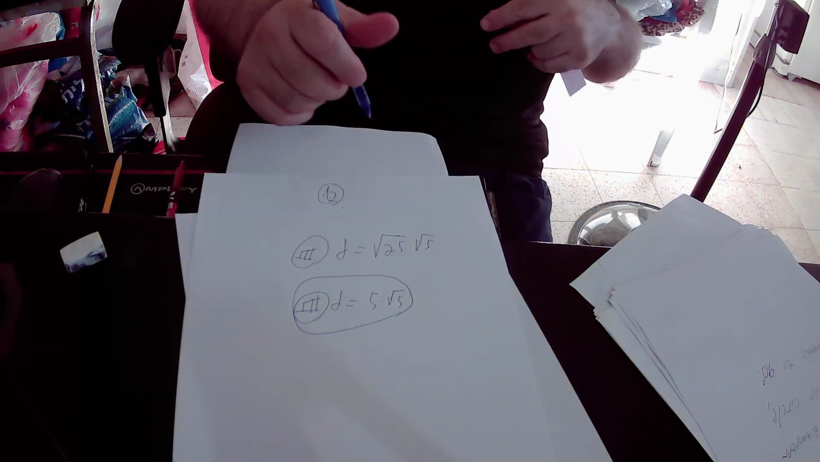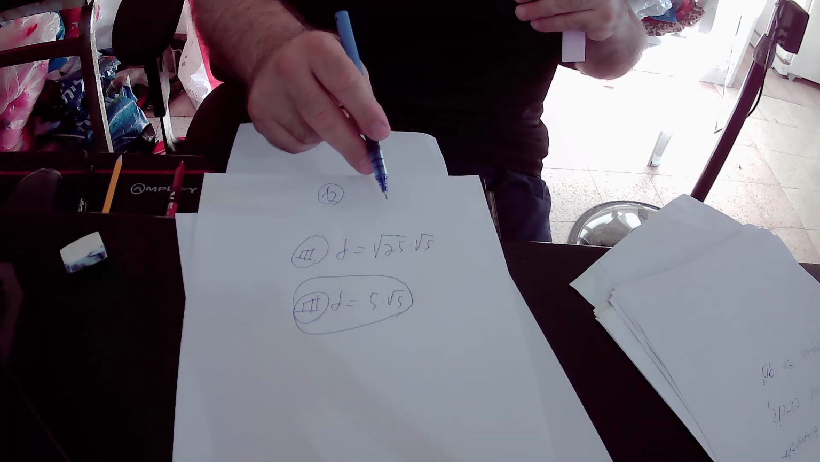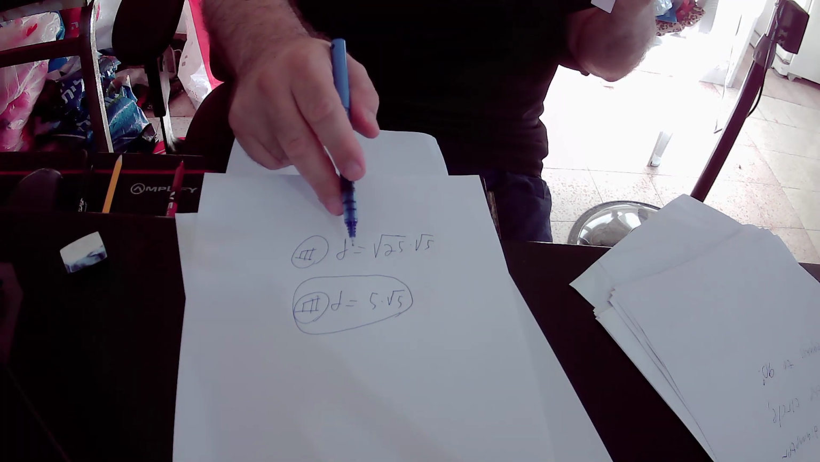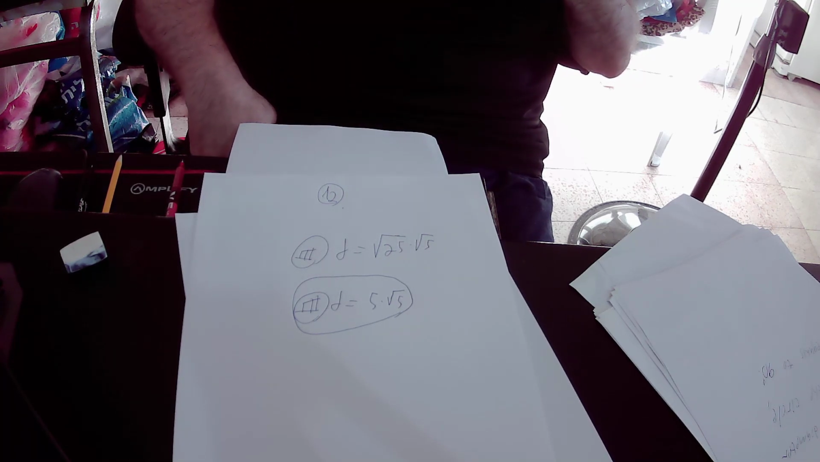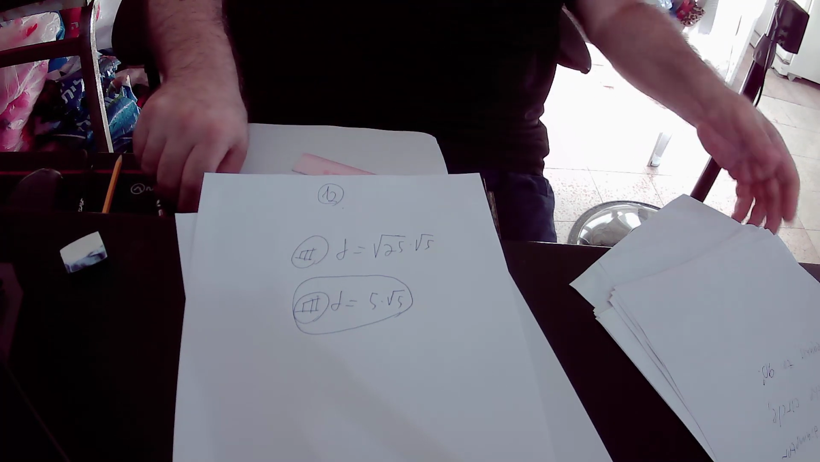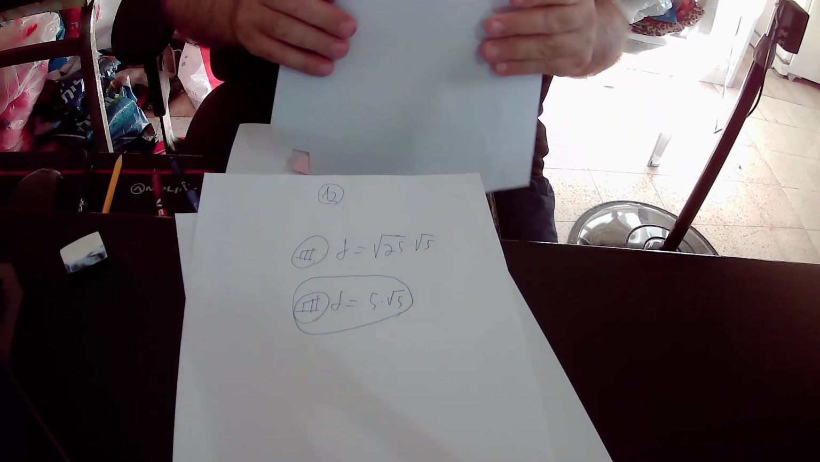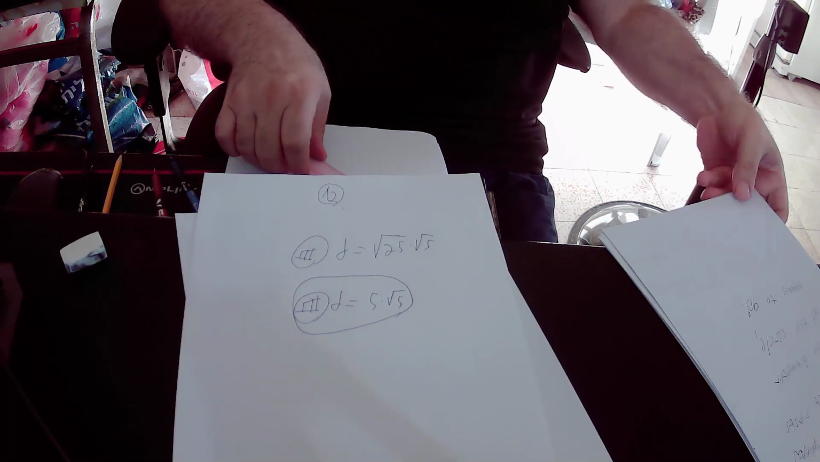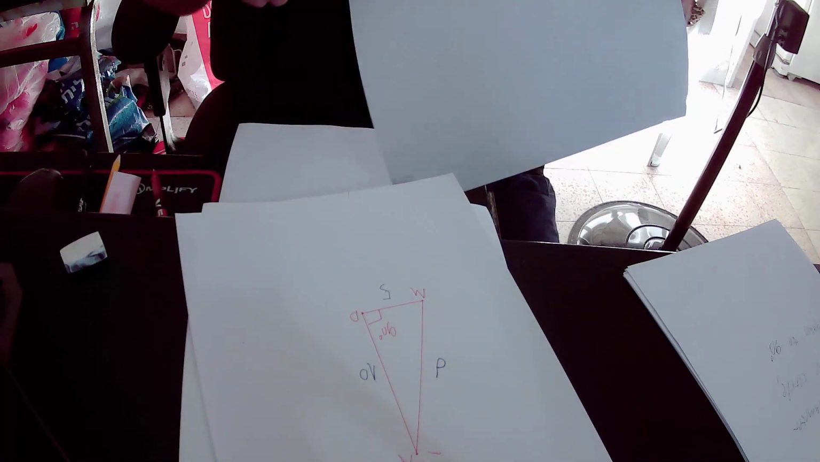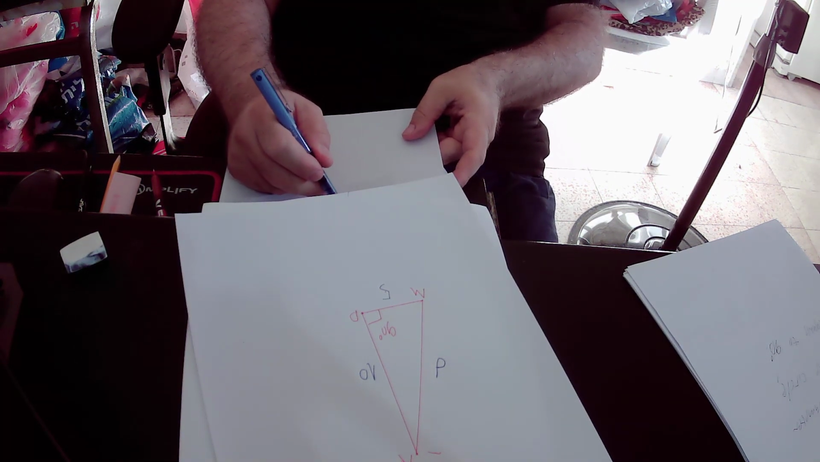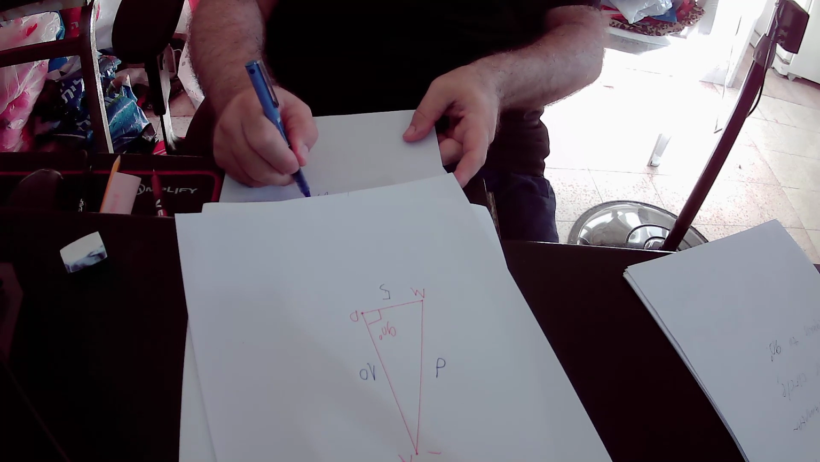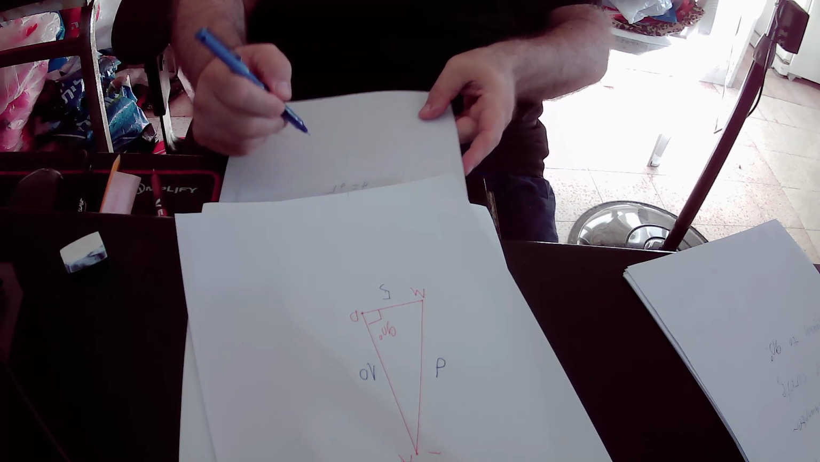As I've already told you, the root of 25 equals 5, so we got that d equals 5 times root 5. But we know that the diameter of any circle, d, equals 2 times the radius.